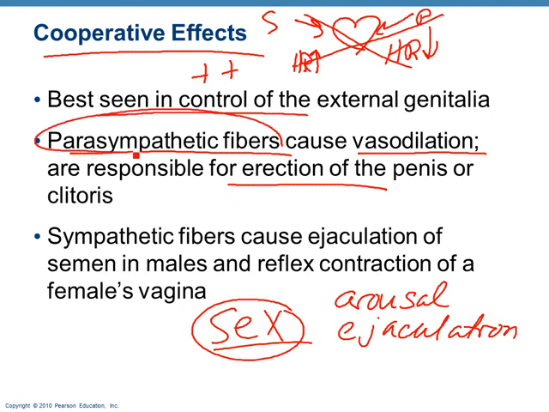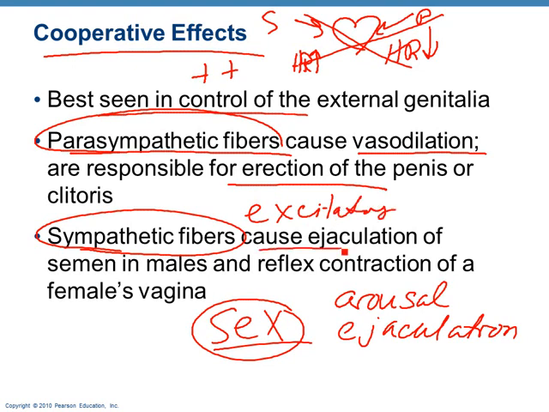In order to get ejaculation, you have to have sympathetic fibers, okay? Excitatory fibers. That causes ejaculation. So you have to have both of those working at the same time. If you don't have both parasympathetic and get vasodilation and erection, and then followed by sympathetic innervation causing ejaculation, then nothing's going to happen. Okay? You got to have both of them working together. But very rarely do they work at the same time on the same organ. Usually they work in opposite directions.